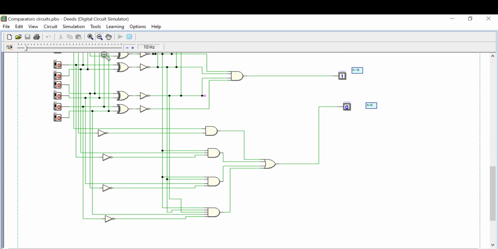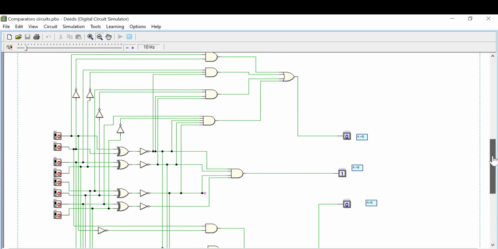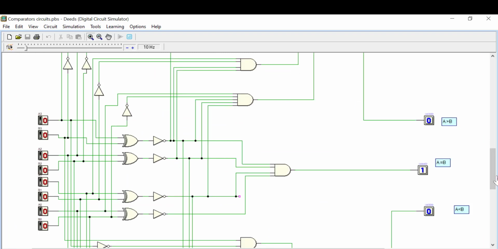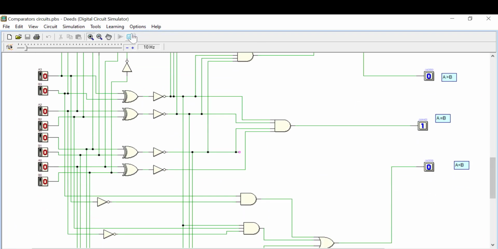Now I am going to test and show you A less than B. First we will try to test A equals B. So let's make all of them zeros now. Let's make A3 and B3 1 1. You can see it is showing A equals to B because the rest are also 0. Let's make A2 and B2 also 1 1. Still it is showing A equals to B.